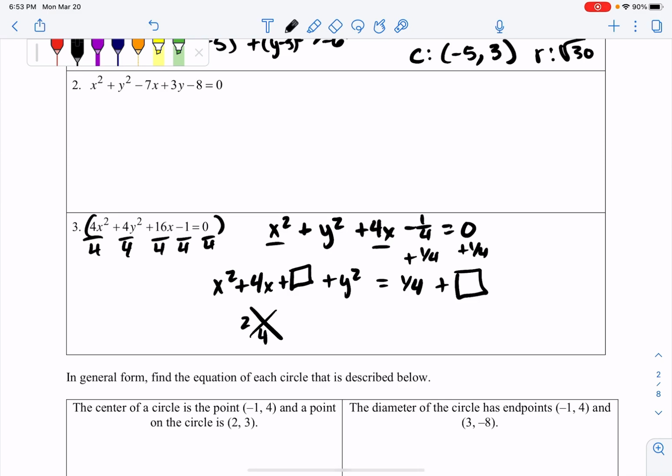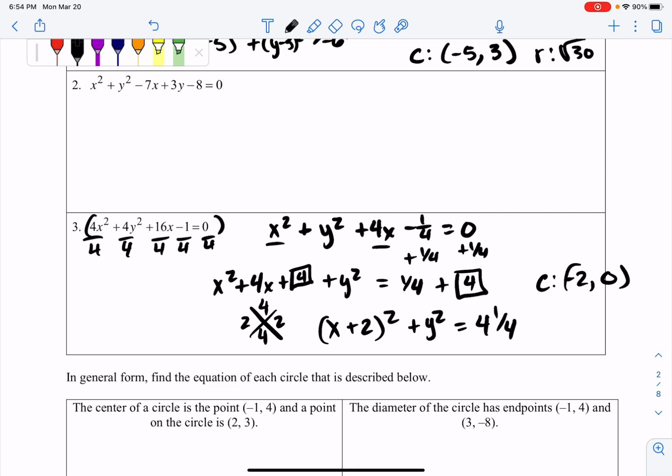So half of 4 is 2. 2 times 2 is 4. So we're going to add 4 here, and that means we're going to add 4 over here. This becomes x plus 2 squared plus y squared equals 4 and 1/4. So then our center of this circle is going to be at -2, 0. And our radius is going to be the square root of 4 and 1/4.